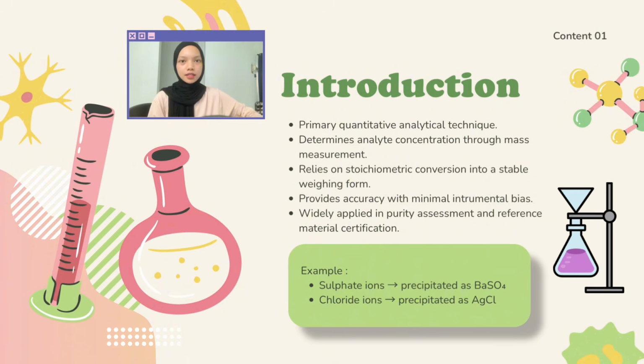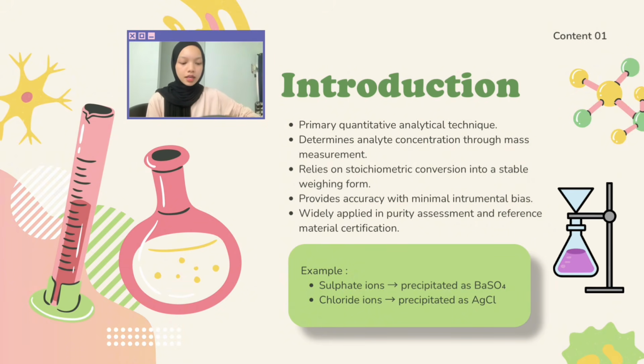Important for us to understand the concept of gravimetric analysis. Gravimetric analysis is a primary quantitative analytical technique, meaning it is recognized as one of the most accurate methods for determining the amount of a substance. Unlike many instrumental methods, gravimetric analysis is based on direct mass measurement, making the results highly reliable and traceable. The principle of this method is straightforward.